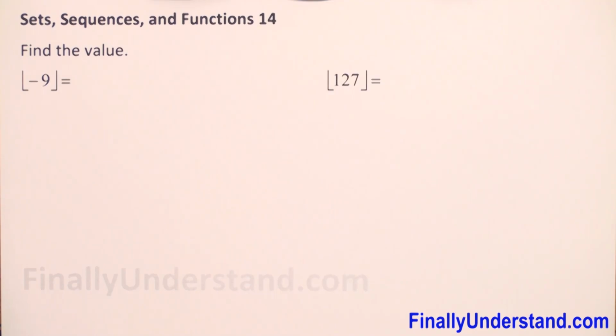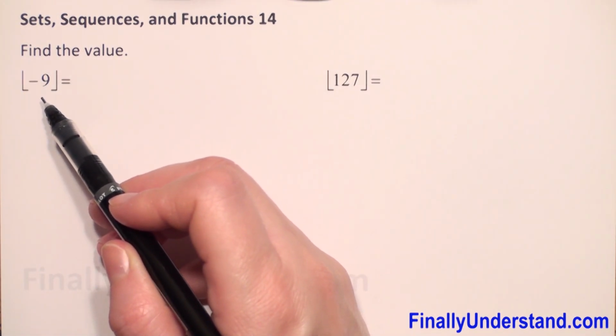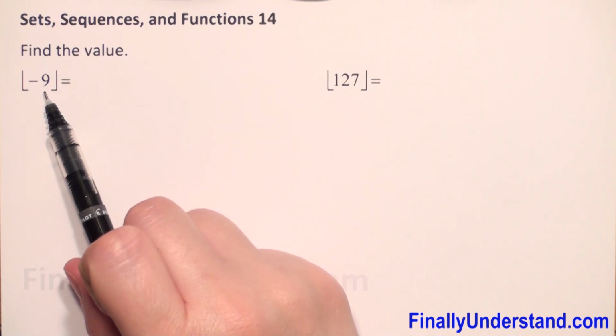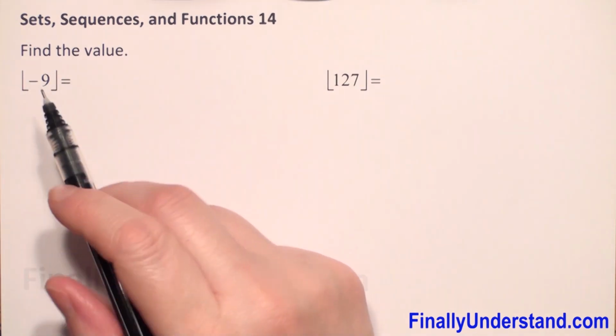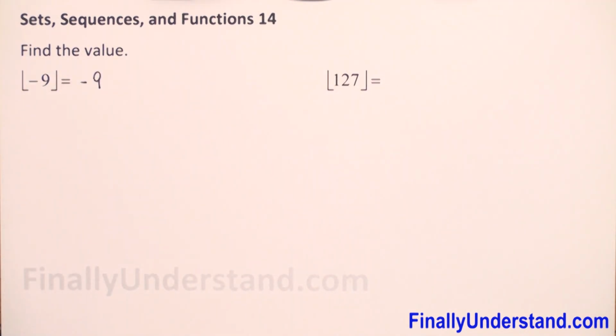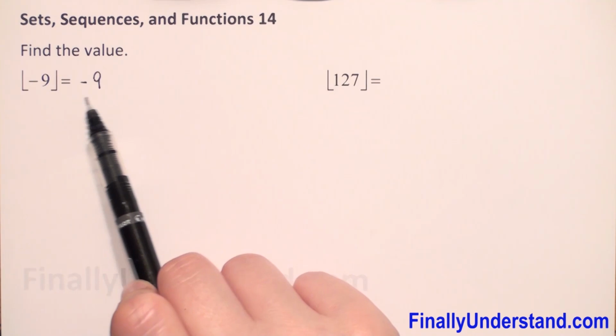We have to find the value. In the first example, we have floor of -9. This bracket means we have to find the floor of this number. When we have to find the floor of a number, it means we have to find the largest integer less than or equal to this number. Because -9 is an integer, the answer will be the same number, -9. Integers are all whole numbers, including 0 and negative values.